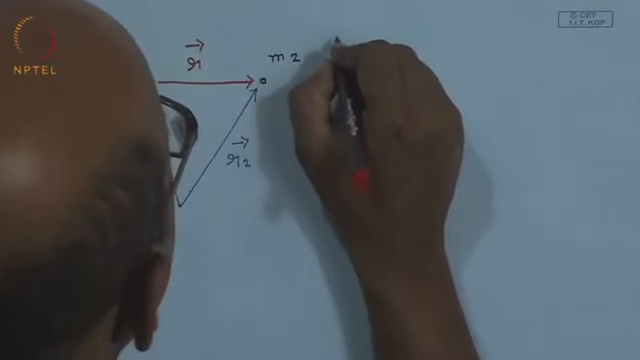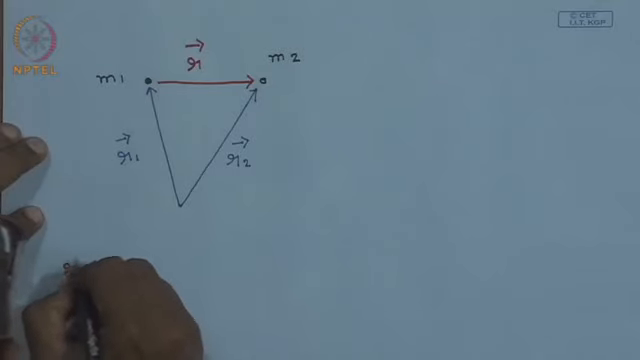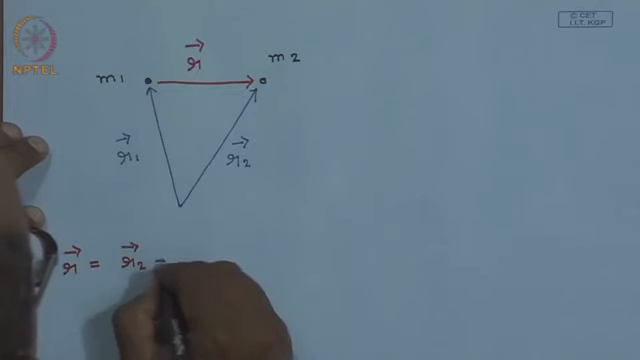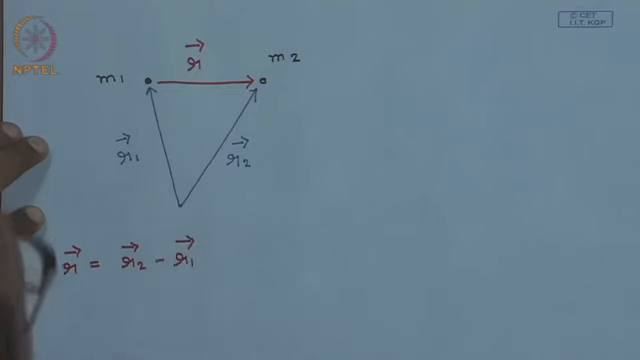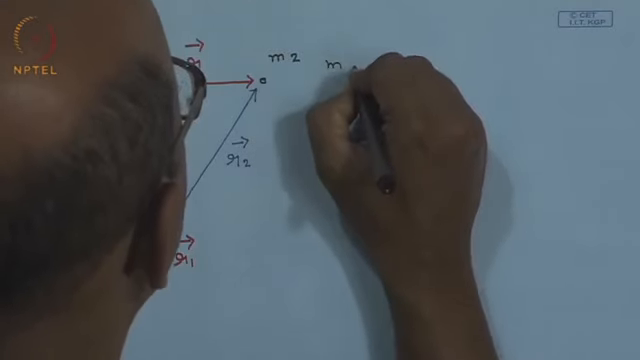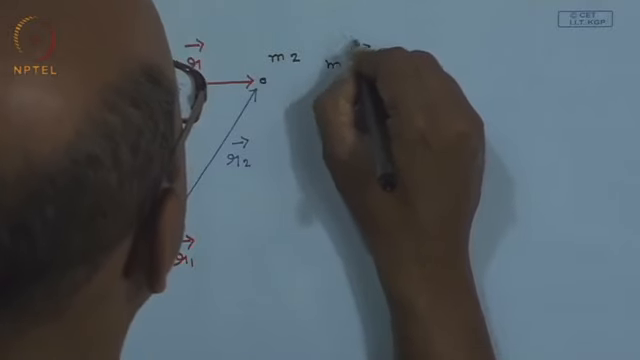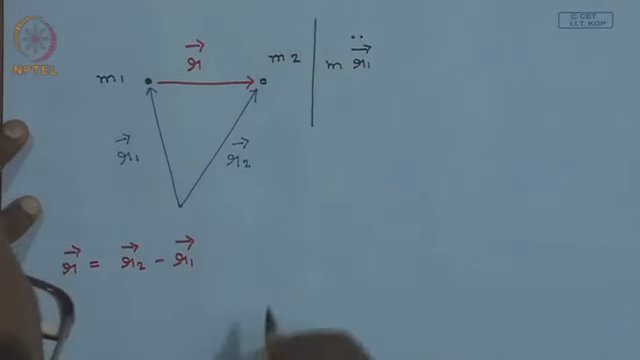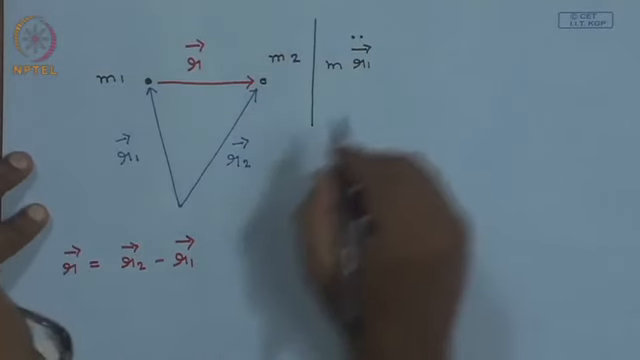So, r is equal to r2 minus r1, and r is the relative displacement between the two particles. Now, we all know how to write down the equation of motion of these two particles. So, let me do that. So, for the particle m1, we have m1 into r1 double dot, the acceleration of the first particle. Let me put a line here to differentiate between these two.